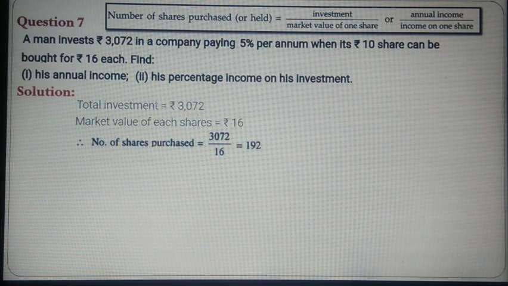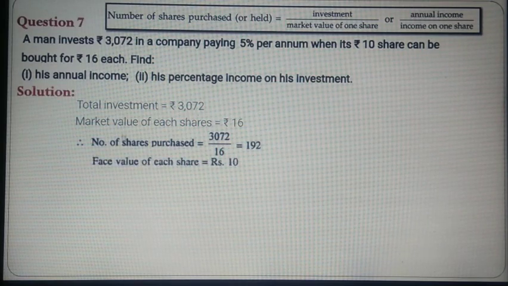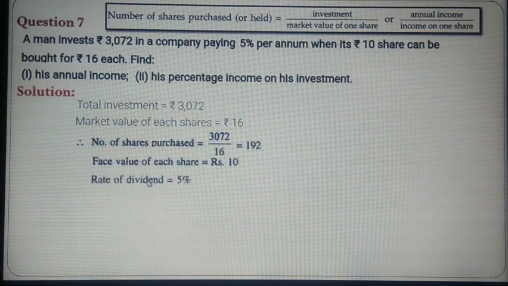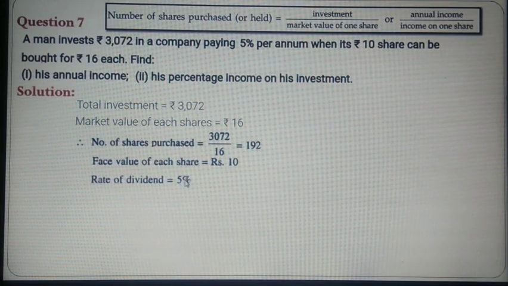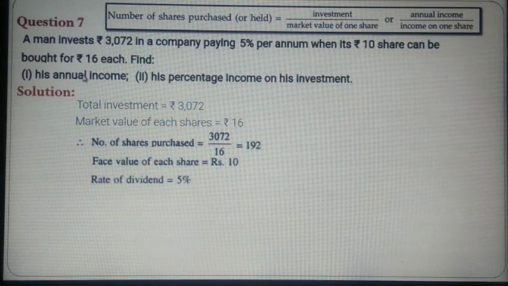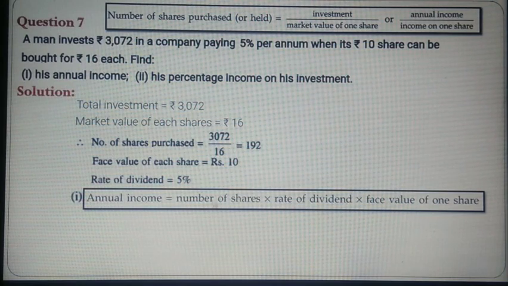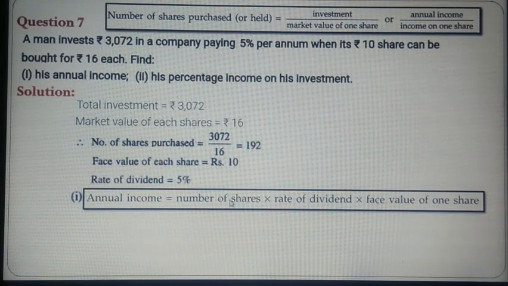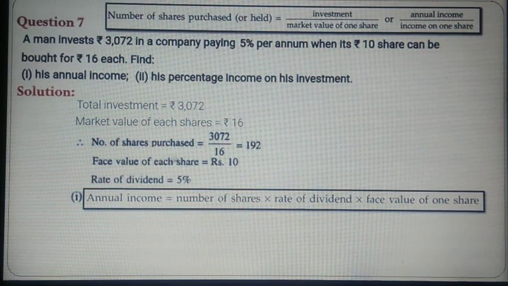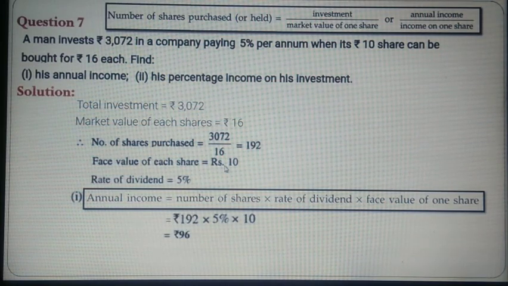Now the question is asking annual income, right? So we have face value or the nominal value to be how much? Rupees 10. And similarly we have rate of dividend to be 5%. Now the formula which I used in the earlier sum is again applicable here because they are asking the annual income, and we know that from the earlier problem annual income is nothing but this much. And what is number of shares? It is 192. Rate of dividend is again 5%, and face value is rupees 10. So just put the values and get the result.